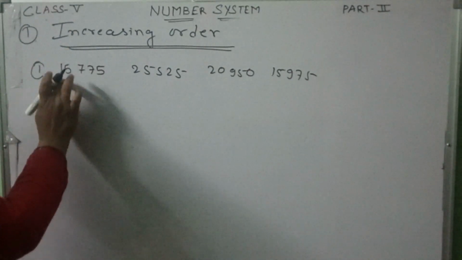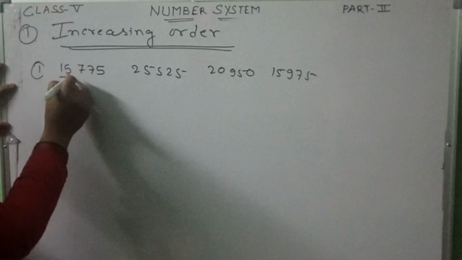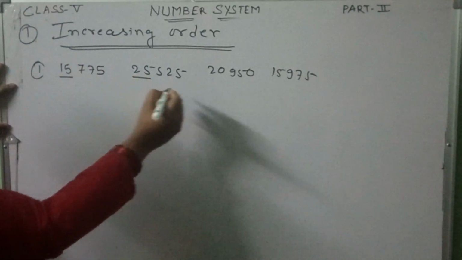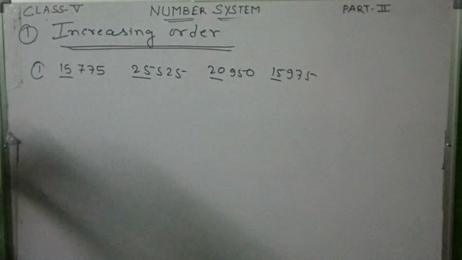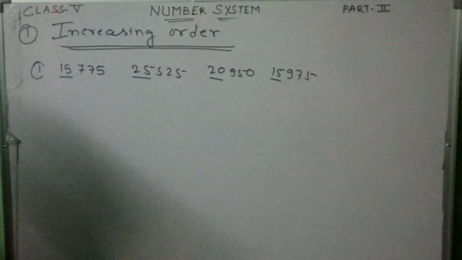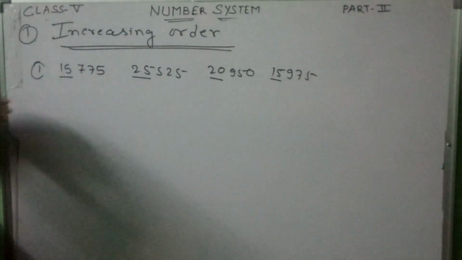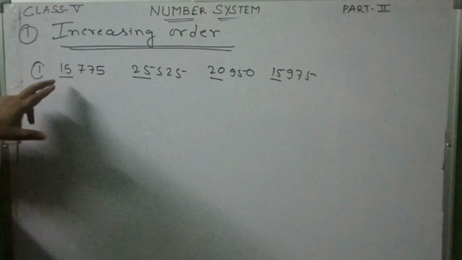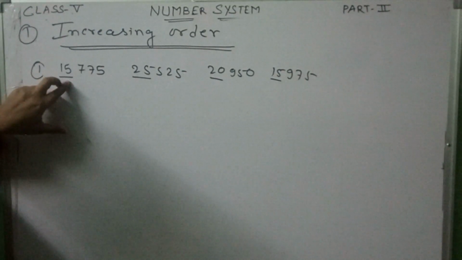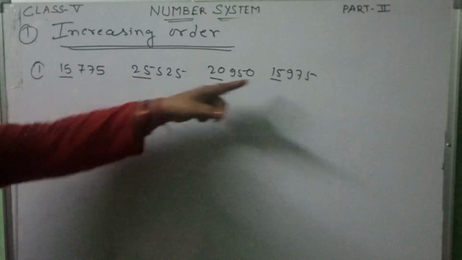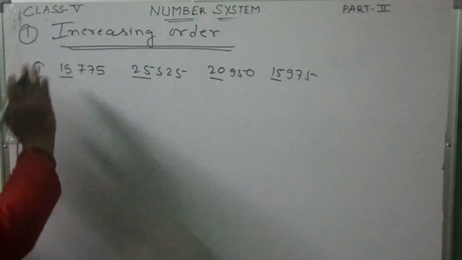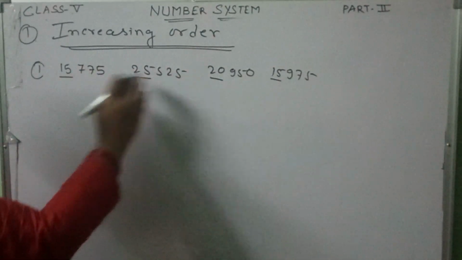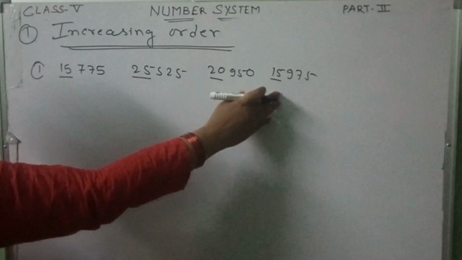Here this one is 15,000, this one is 25,000, this one is 20,000, and this one is 50,000. So in increasing order, as I said, I have to write the smallest number first. Two numbers have 15 in the thousands place, here 15 and here 15. Now two 15,000s are there. So we will compare both of these numbers first.